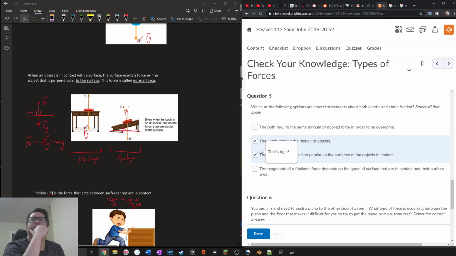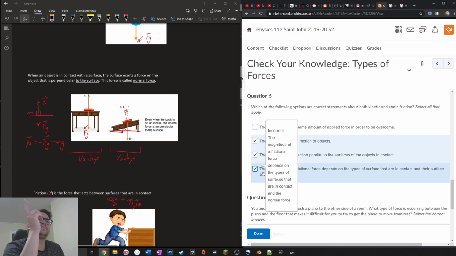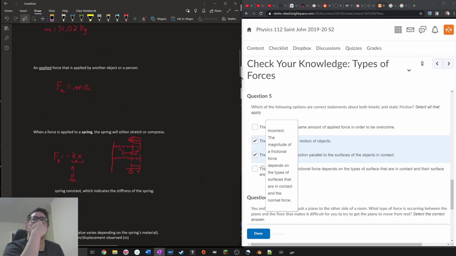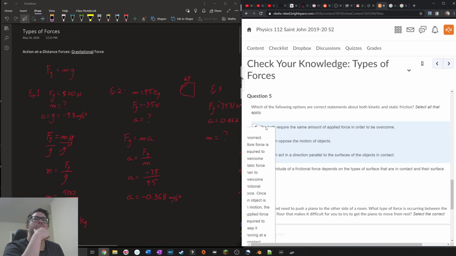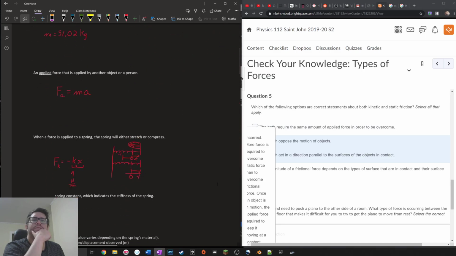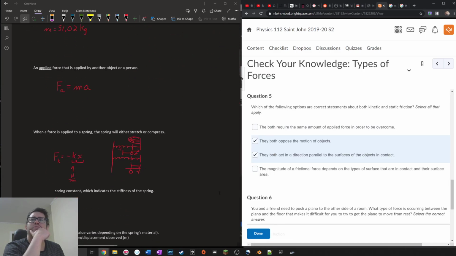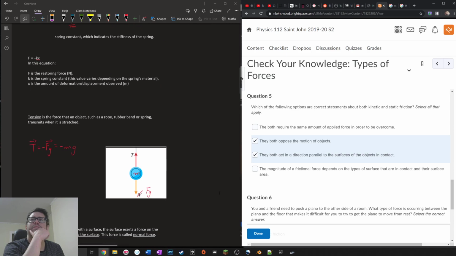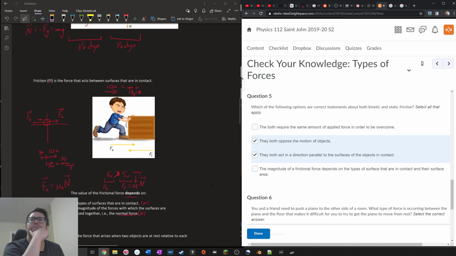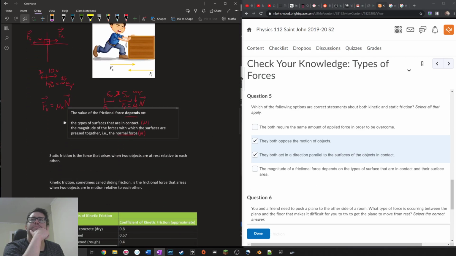I don't think so. We're going to click it and it says wrong, and that has to do with, and this one is wrong too. Yeah, and this last part has to do with dependent on what, right?